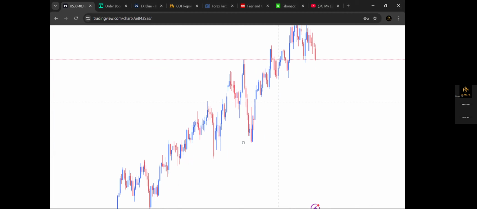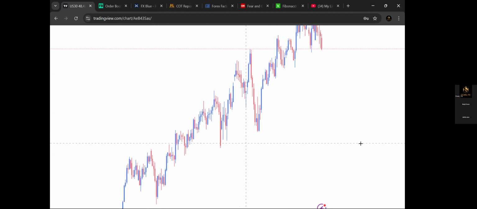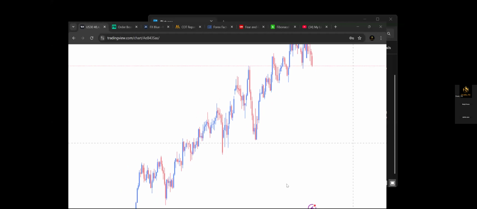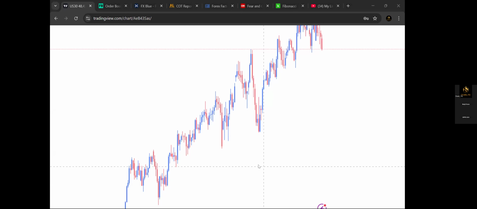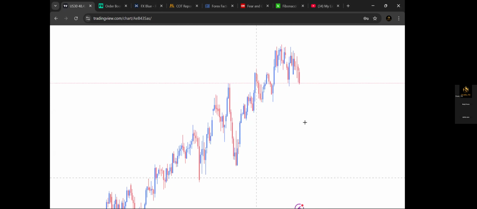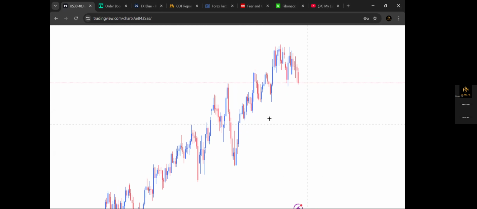Okay, as you can see, I'm trying to zoom out, but it's not working actually. Hey Benji, how do I zoom out on this? Because I'm trying everything, but it's not working.